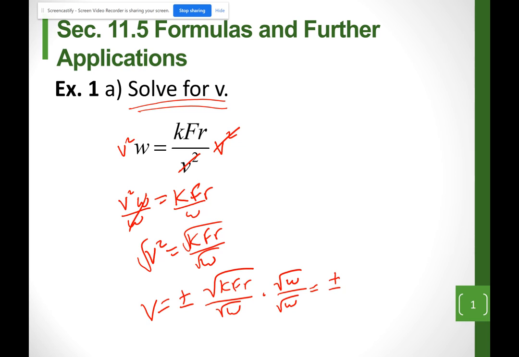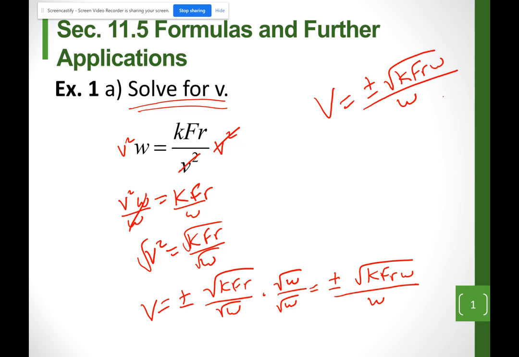So that gives me positive or negative. On the top, I have the square root of kfr times the square root of w, over the square root of w times the square root of w. That's just w. Right? We multiply by the radical to get rid of the radical sign. So that's it. Just to make this a little bit simpler, I'm just going to write that v is equal to plus or minus the square root of kfrw all over w.